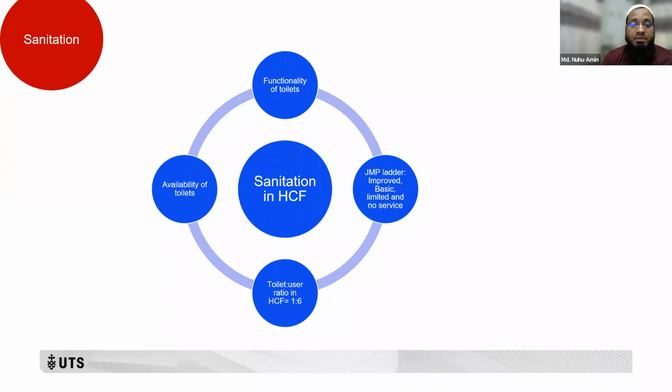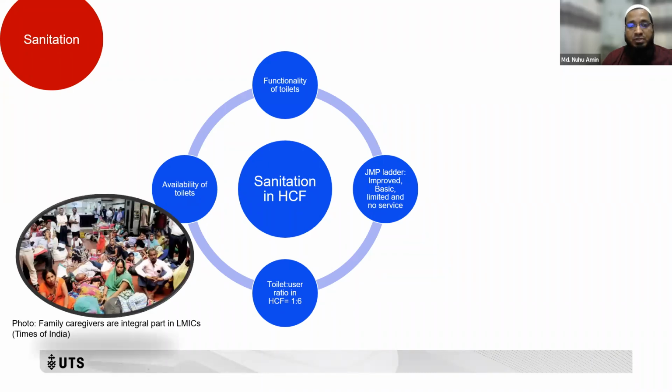For example, if you talk about the availability of latrines or sanitation facilities for hospitals, we only consider the number of beds and number of admitted patients. But in the picture, you can see that there are lots of patients and lots of caregivers every time, which are not considered while designing this.